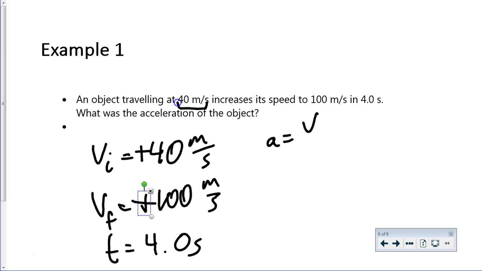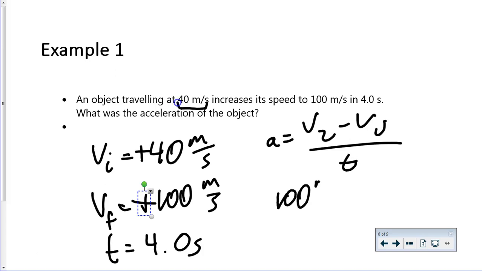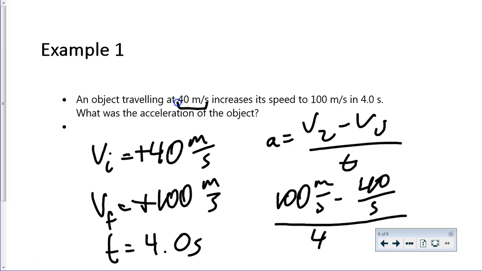So acceleration is equal to v2 minus v1 over t. This is equal to 100 meters per second minus 40 meters per second over top of 4 seconds, which is 15 meters per second squared.